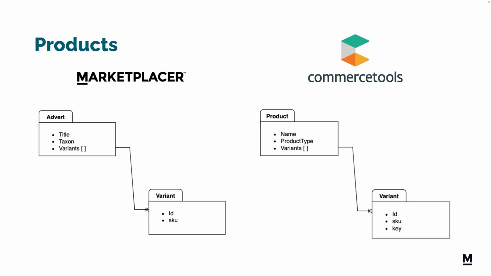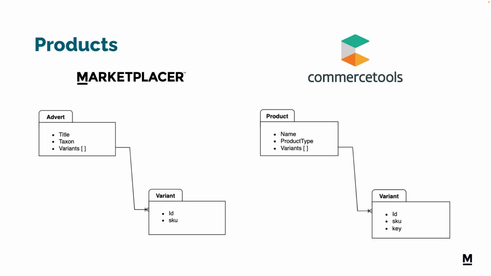And then taking a look at the commercetools domain, I'm not going to say it's identical, but it's strikingly similar. You have this concept of a product, and likewise, you have a number of variants that can be attached to that product. So again, there's a one-to-many relationship between products and variants. And likewise, in a similar vein to Marketplacer, when you create an order in commercetools, you're actually creating orders using the variant, okay?